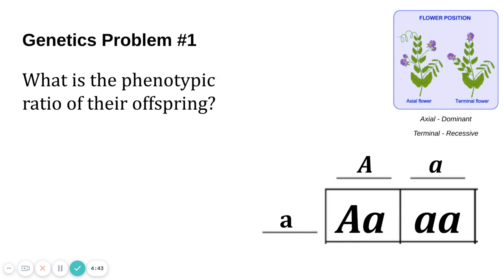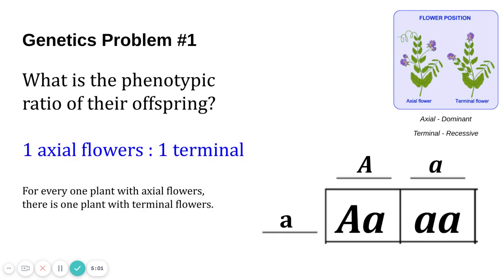What is the phenotypic ratio? So phenotype is physically what happens, axial flowers or terminal flowers, depending on the genotype. On the left, this heterozygous genotype will result in axial flowers, and on the right, this homozygous recessive genotype will result in terminal flowers. There's 1 of each, so this is a ratio of 1 to 1. We would read it: for every one plant with axial flowers, there is one plant with terminal flowers.